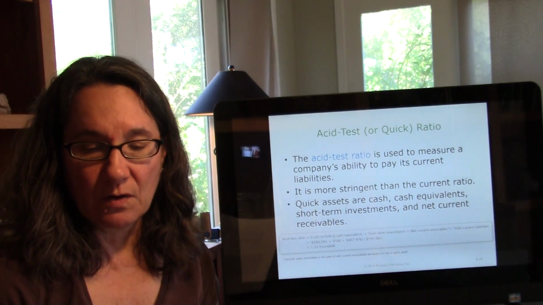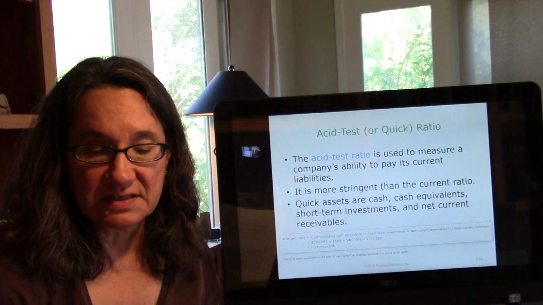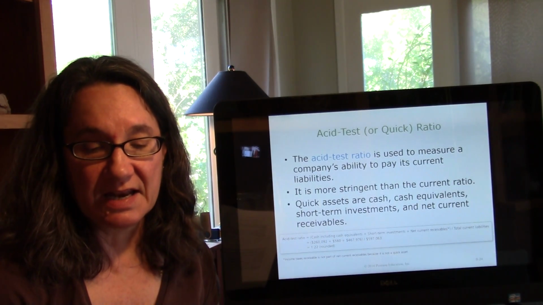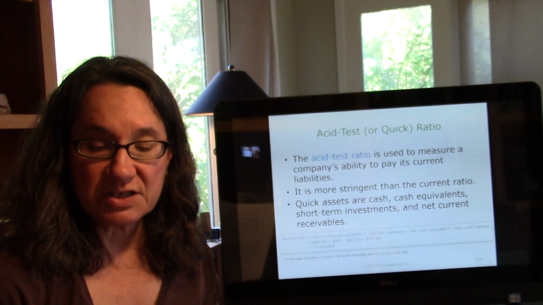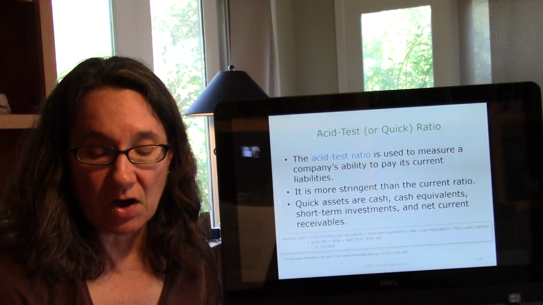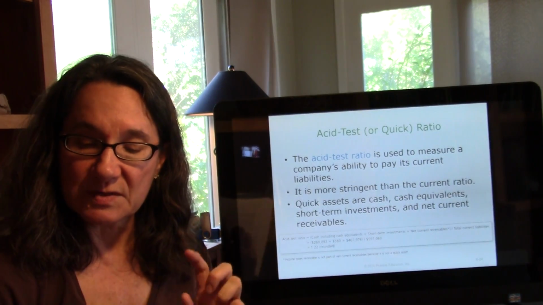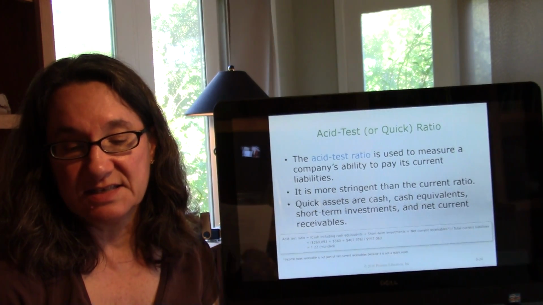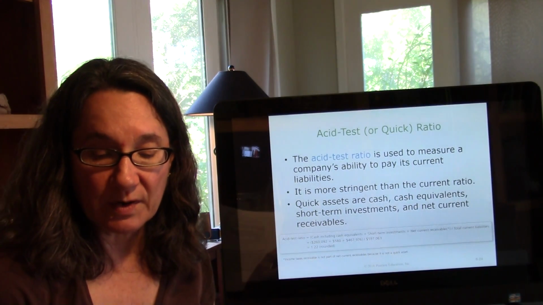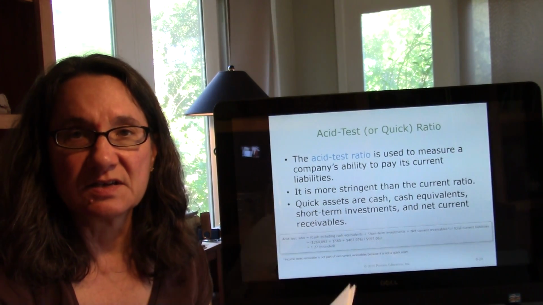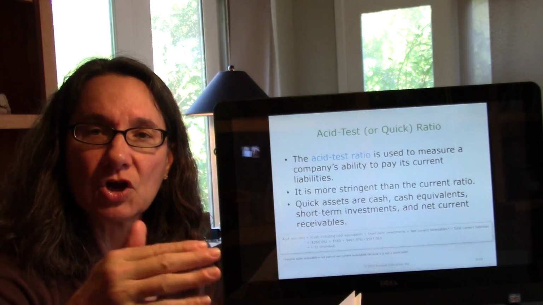The acid test ratio is the ratio of the sum of cash, cash equivalents, short-term investments, and net current receivables to total current liabilities. The ratio tells whether the entity could pay all its current liabilities if they came due immediately. The result gives us an idea of whether the company currently has sufficient liquid assets to cover current liabilities. So if for some reason you had to pay off all your current liabilities, could you? What do you have in the current assets?